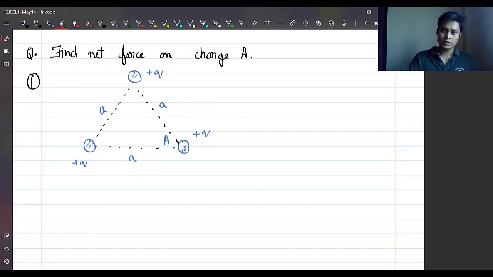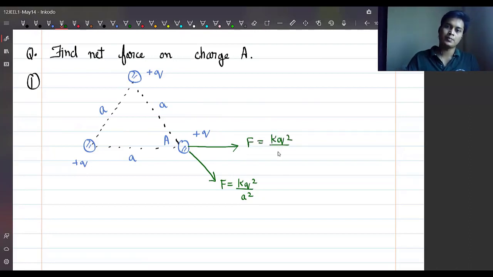If you want to find the force on charge A, you will apply the principle of superposition and then Coulomb's law. So the force due to this plus q on this plus q, I'll call it f, will be k q square upon a square. Then the force due to this charge on this charge will be along the line joining and away. The value will remain the same, k q square upon a square. This is an equilateral triangle, so this angle is 60 degrees. This is also 60 degrees.